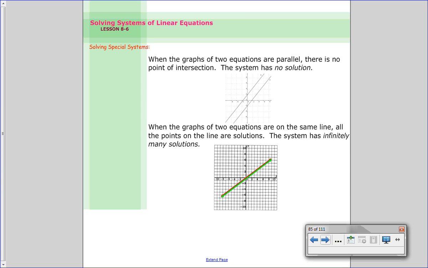If you have 2 equations where they are parallel, meaning there's no point of intersection, they don't cross, this system has no solution. And an example of that is right here. You can see they're parallel lines like a railroad, and they're not going to intersect. So you don't have an answer, so it's just no solution.